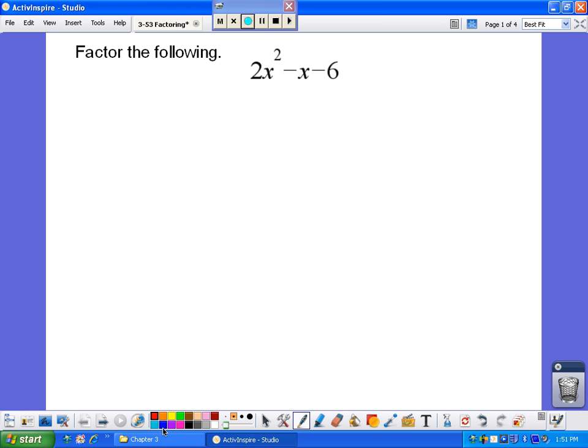Without further ado, when I do this formulation, the first thing I do is make a diamond. I know it looks like an X, but it's supposed to be a diamond, if you remember from when you've seen these things before. The number on top is always the leading coefficient, the one by the x squared, times the negative 6, and I get negative 12. That goes on my diamond.